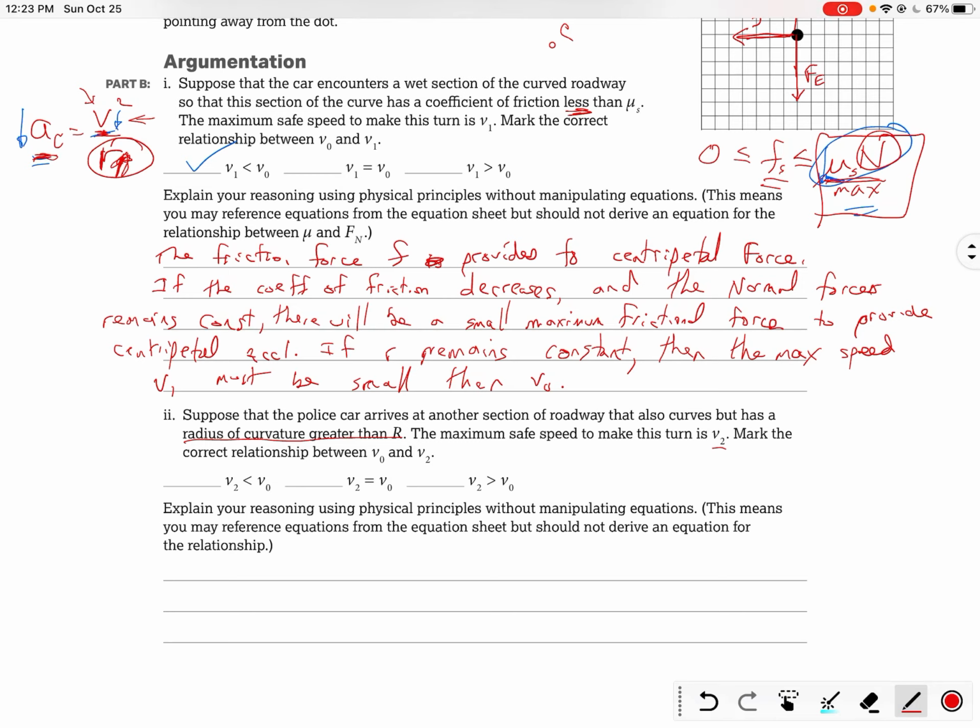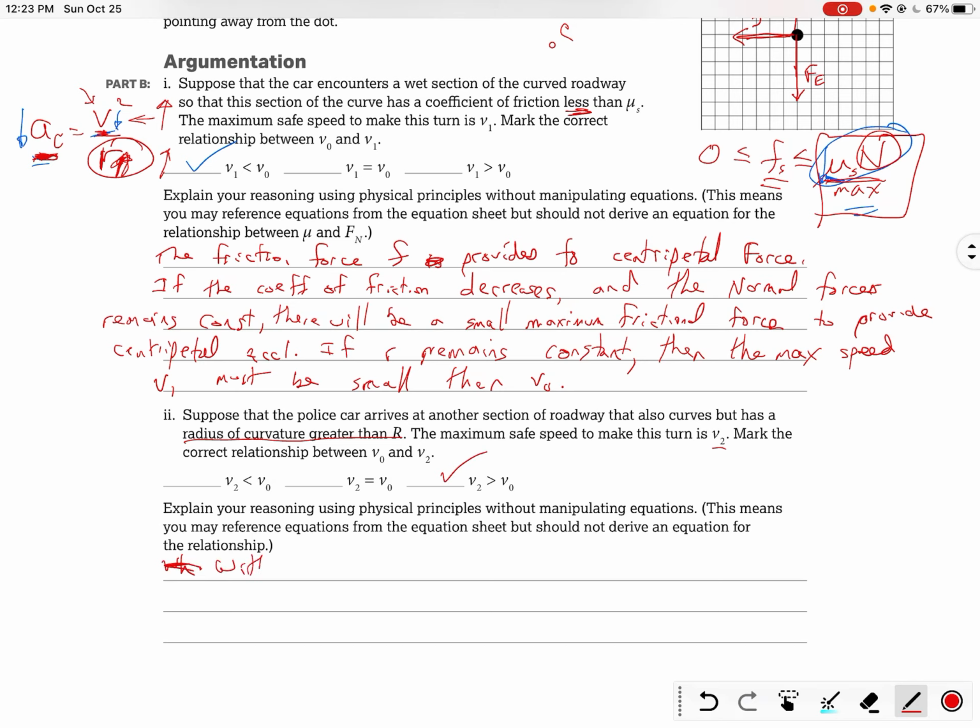So if radius goes up, the velocity can go up as well to keep the acceleration the same. So that's probably a better way to say it. As radius goes up, the velocity can go up as well to keep the acceleration the same. So we're allowed to have a larger velocity.